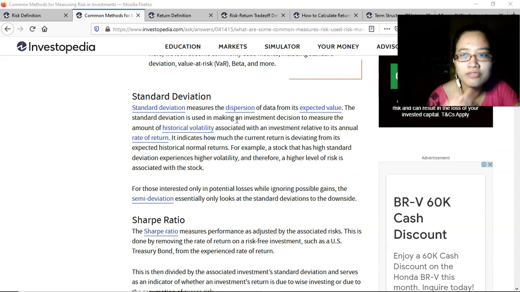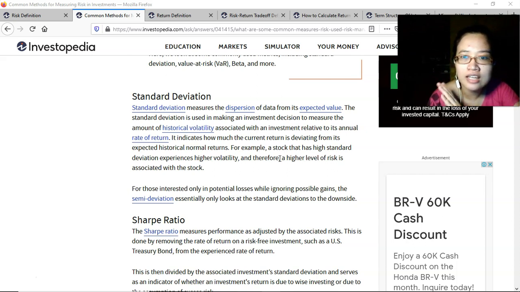So first, we have standard deviation. It measures the dispersion, the fluctuation, the volatility of data from its expected value. For example, your expected value is 10, but the result is 12. Your expectation is 12, but the result is 11. Your expectation is 13, but the result is 10. So you have that difference and the dispersion of the actual and your expectation. The standard deviation is used in making an investment decision to measure the amount of historical volatility associated with an investment relative to its annual rate of return. It indicates how much the current return is deviating from its expected historical normal returns.